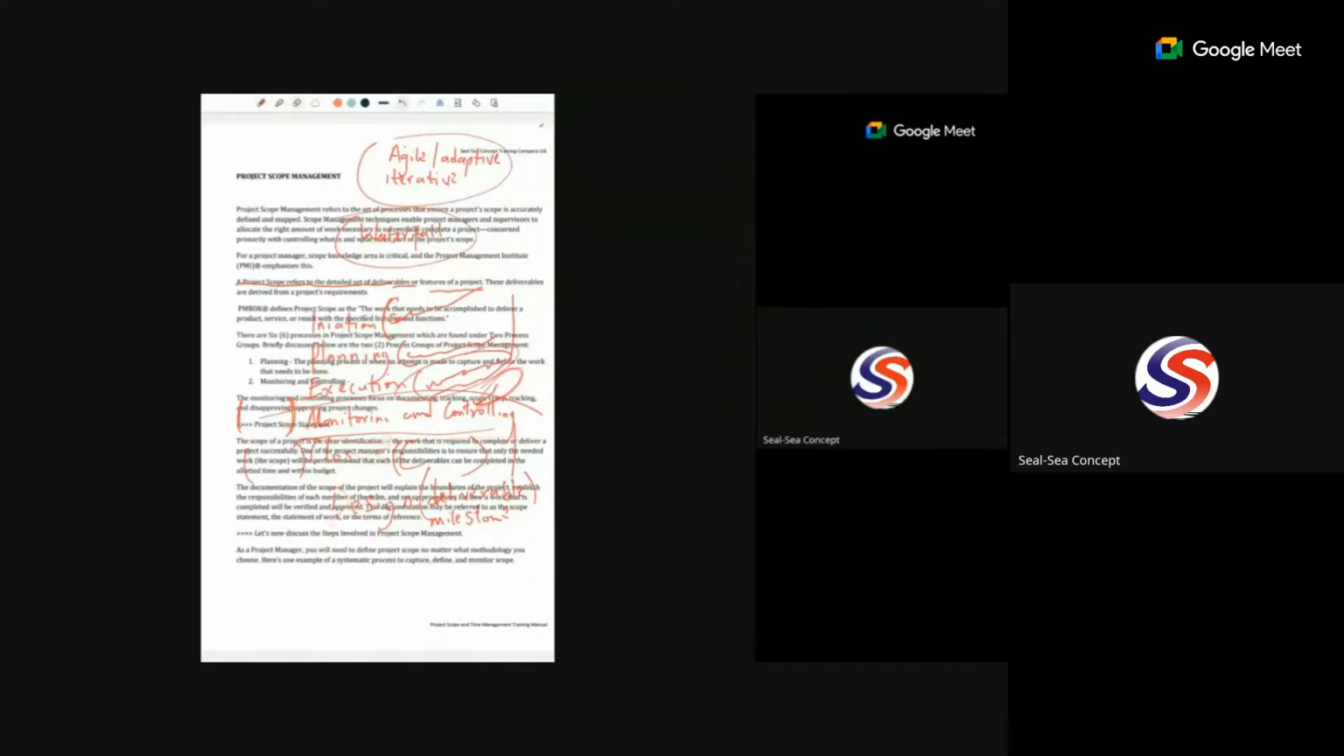Let me have my screen wide so that you can see what I'm displaying right now.